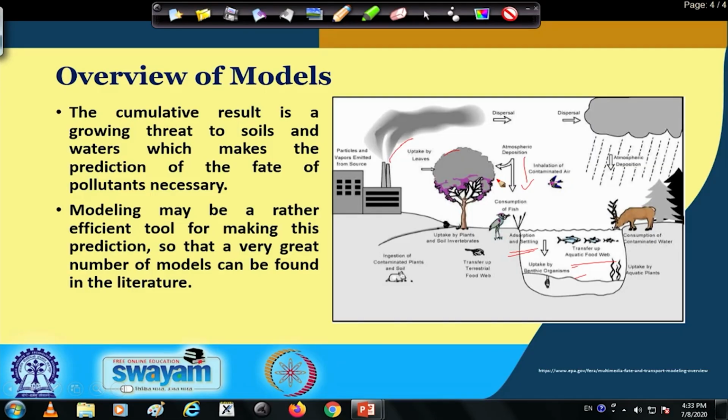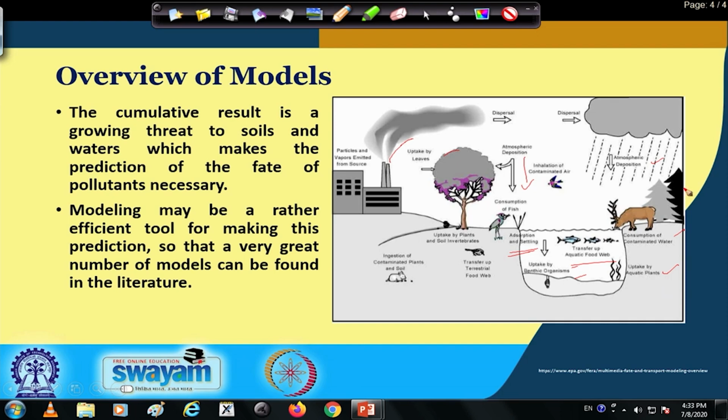And also you can see there are different types of other transformations, like atmospheric deposition, like consumption of contaminated water by different animals, and also from the bottom sediments they are taken up by different types of aquatic plants.